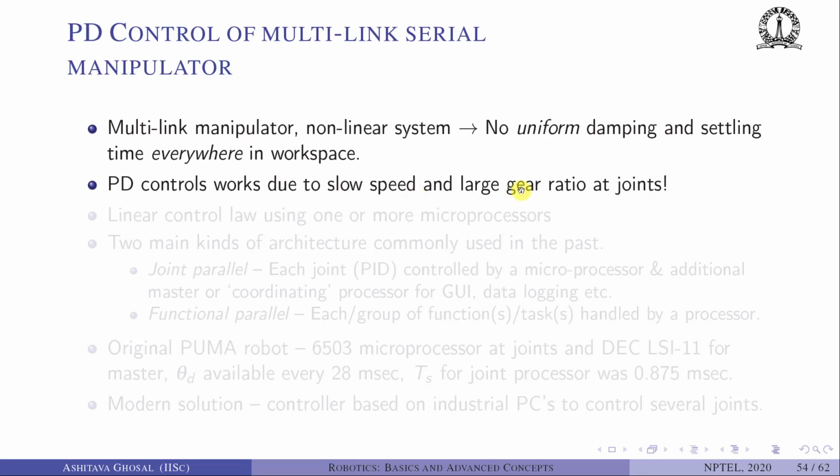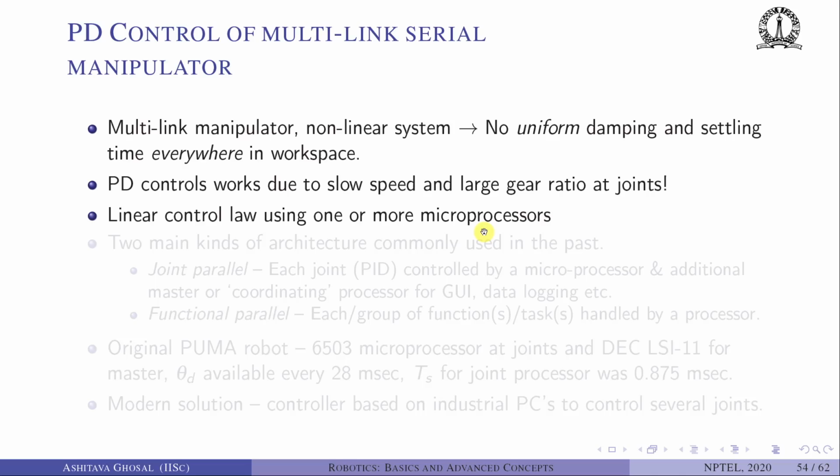Remember, in one of the examples earlier, when we were modeling the single link, we had a large gear ratio, and due to the large gear ratio, the disturbance torque TD, which is basically the torque acting from further away links onto the link which we are interested in, is reduced by the gear ratio. So that is the reason this PD control often works. There are still many serial manipulators which are manufactured which use PD control laws, linear control laws. The linear control is most of the time implemented using one or more microprocessors.